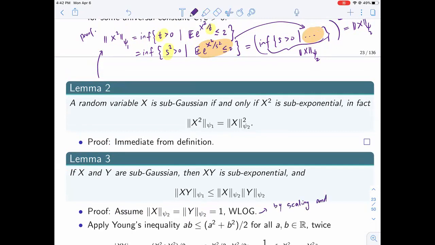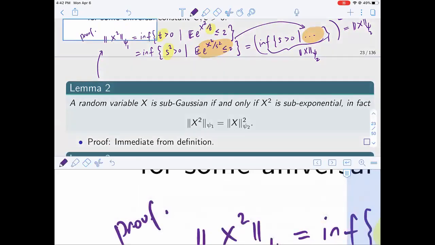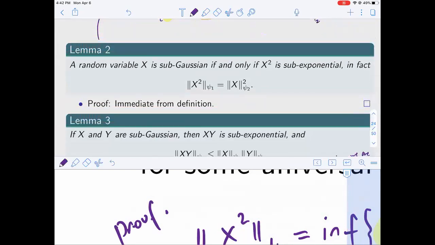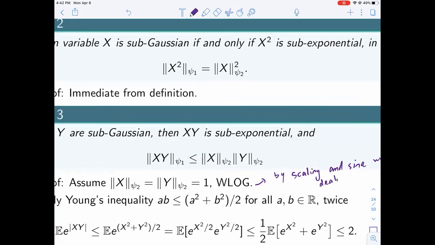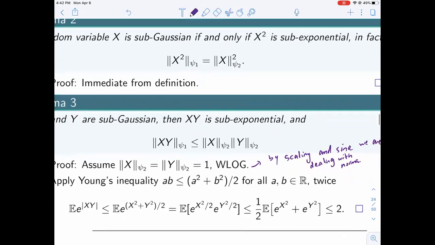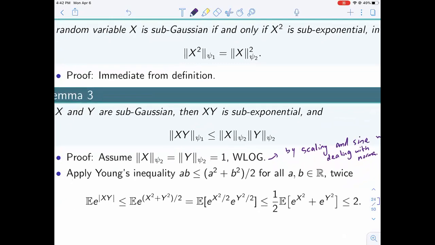And since you're dealing with norms, just verify this for yourself with norms. So just check that we can do that. So now if I do that, then this right-hand side is going to be 1.